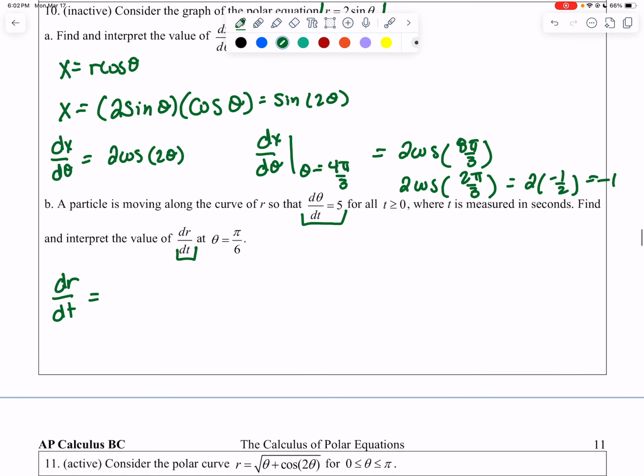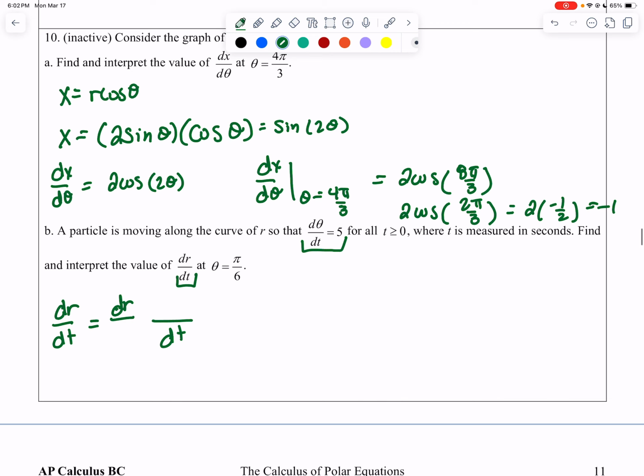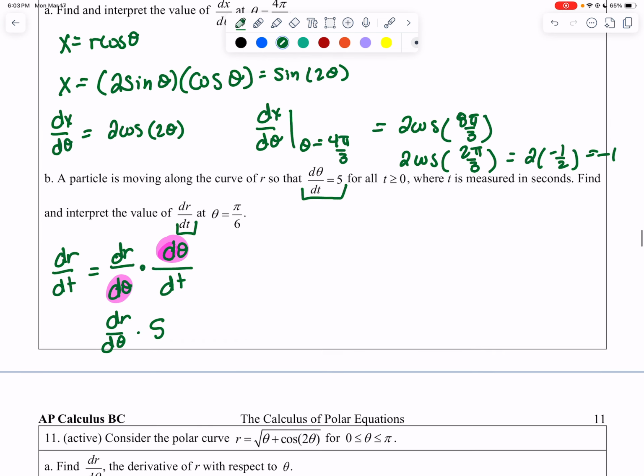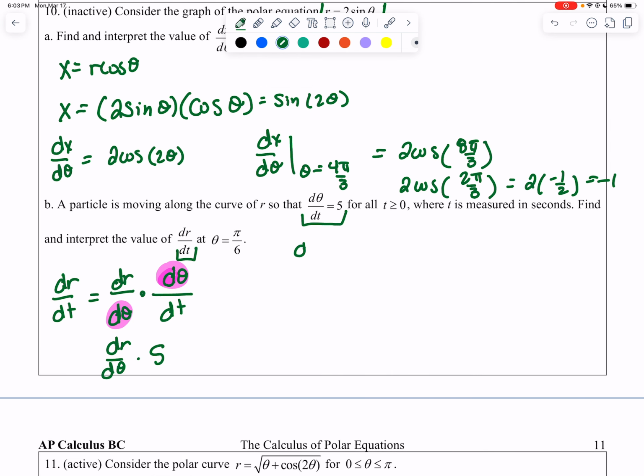So let's see. I'm going to have dr/dt. And honestly here, we could probably guess what this is right here. That's going to be my thetas right here. So I have dr/dθ times dθ/dt. We know that dθ/dt is always 5. So now I have dr/dθ times 5. And we want to see what's happening whenever we have theta being pi over 6.